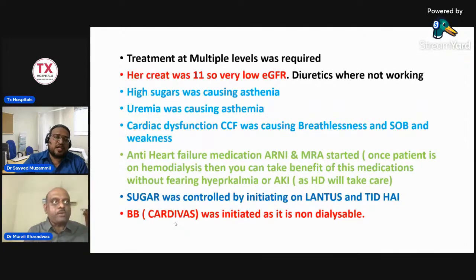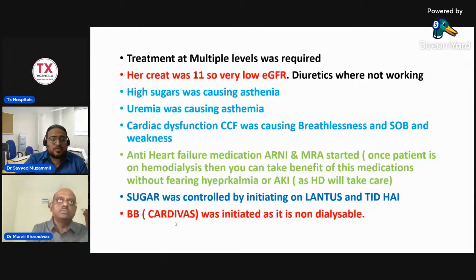So this patient needed treatment at multiple levels. Her creatinine was 11, so very low GFR, and diuretics were not going to work in this lady. High sugars were causing asthenia due to loss of sugar in urine and no nutrition to the muscles.